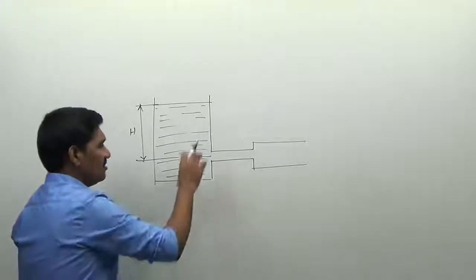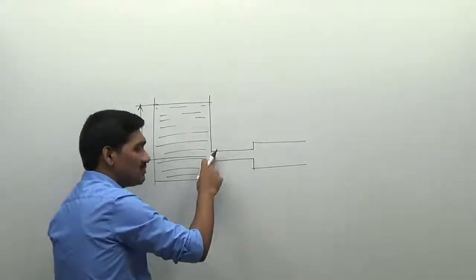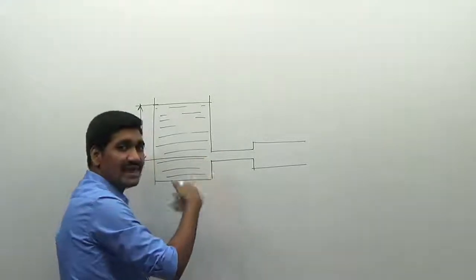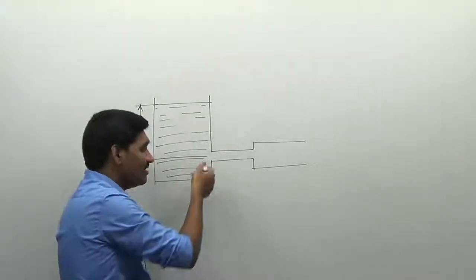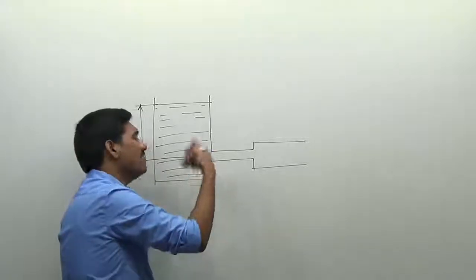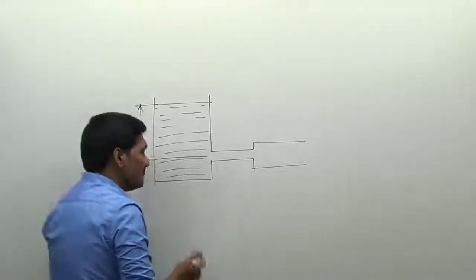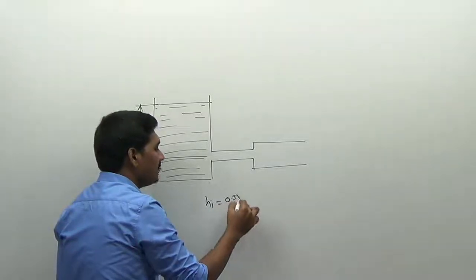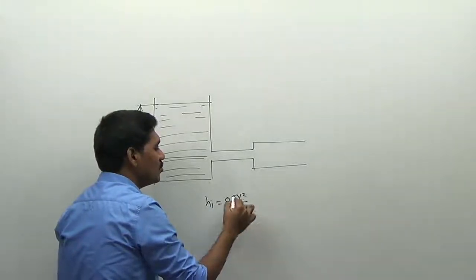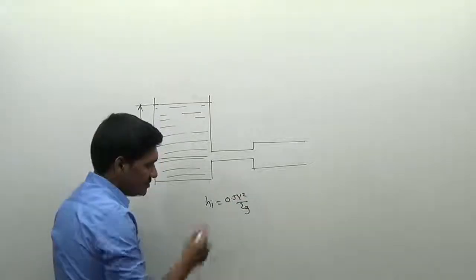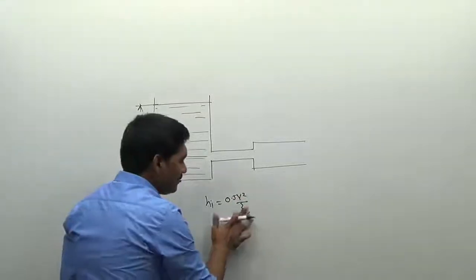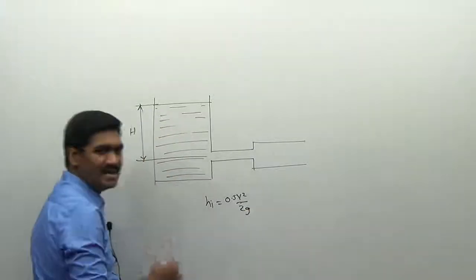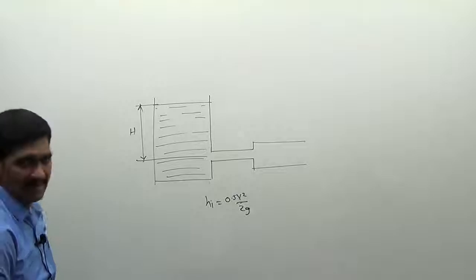Now whenever the liquid enters into this pipeline, a certain amount of energy will be lost due to the sudden entry, or at the entry of the pipeline. As I told, the energy loss due to the entry of the pipeline is always equal to 0.5 V square by 2g. This is a very important formula. 0.5 V square by 2g is the head loss due to the entry of the pipeline.